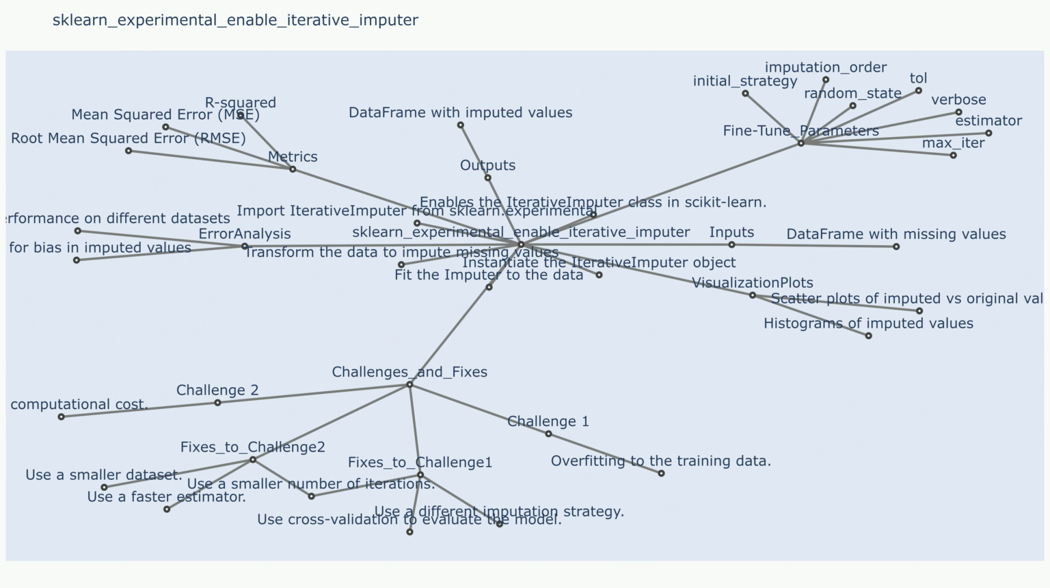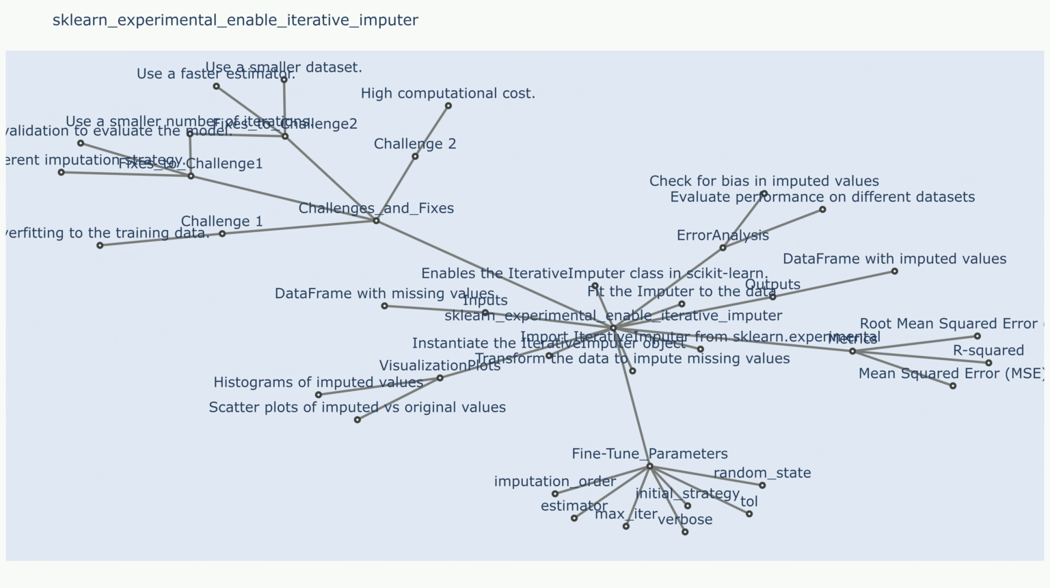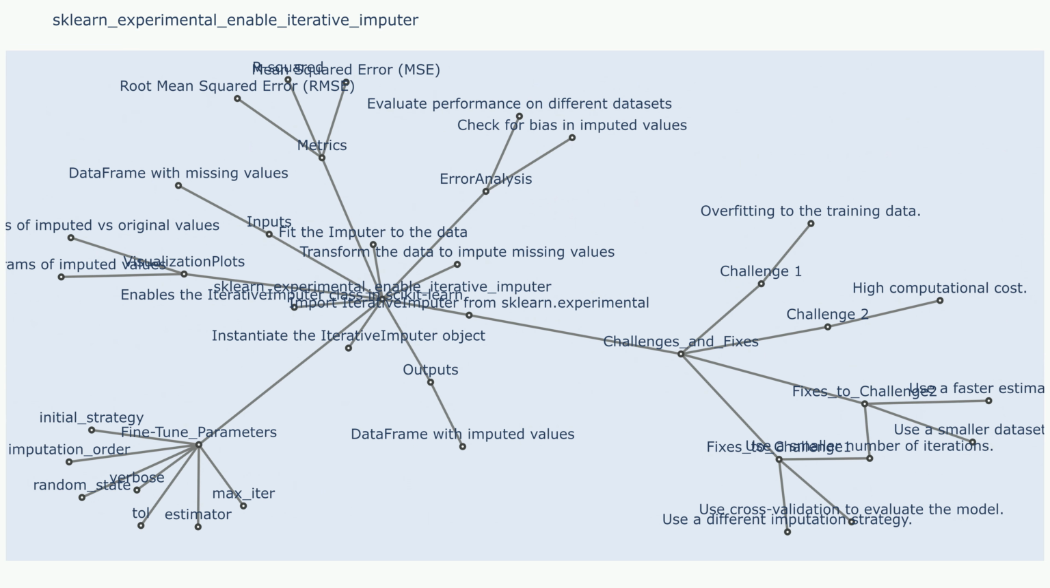Fine-tune parameters. Estimator. Choosing the right estimator, e.g., linear regression, Bayesian ridge, etc., is crucial for accurate imputation. Missing values defines the value used to represent missing data in the input data. Max iter sets the maximum number of iterations the algorithm will perform. Tol specifies the tolerance level for convergence. Verbose controls the amount of information printed during the imputation process. Random state allows you to set a random seed for reproducibility.